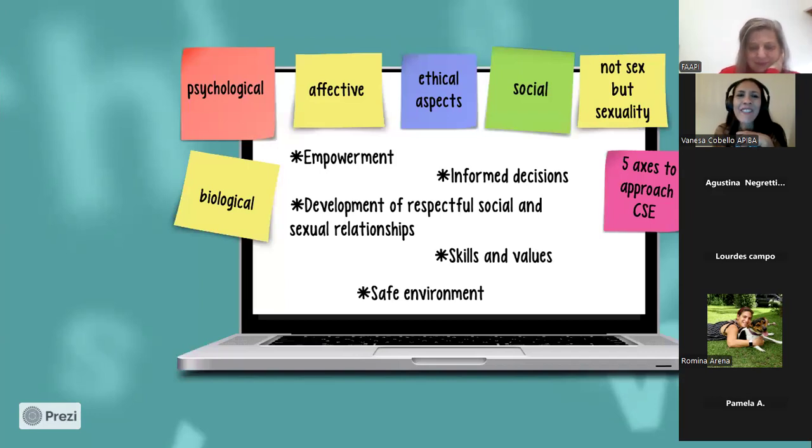So here we have some information about CSE, right? I suppose that you know, you already know about these. It has to do with different aspects, okay? It integrates different aspects: biological, psychological, affective, ethical, and social.